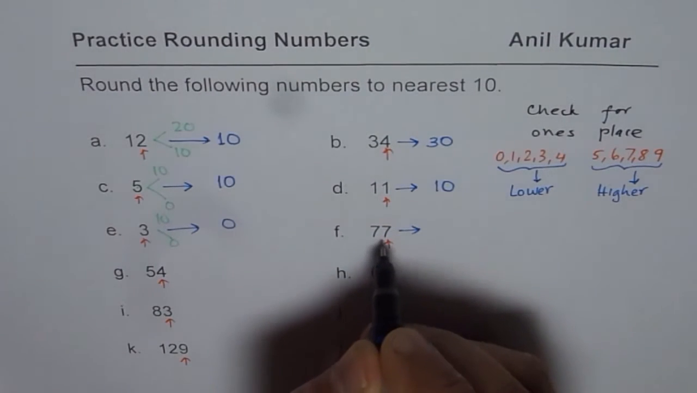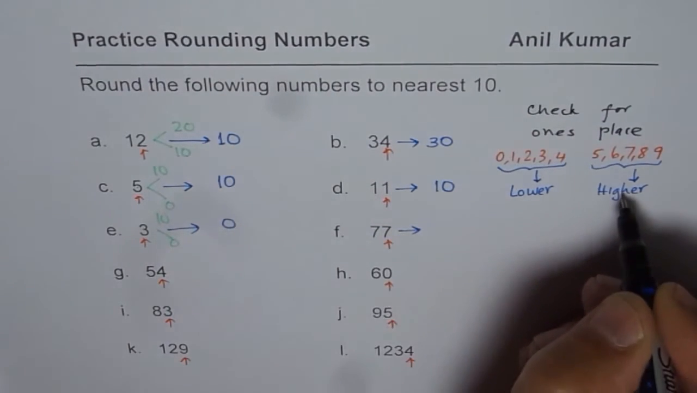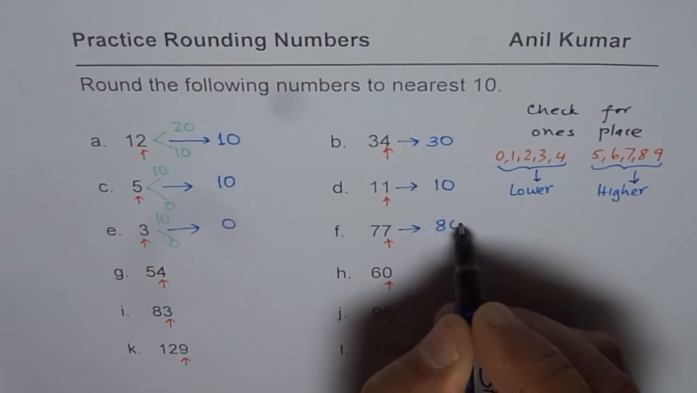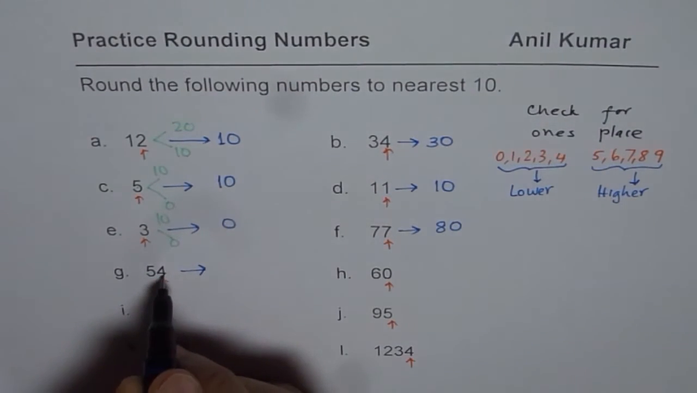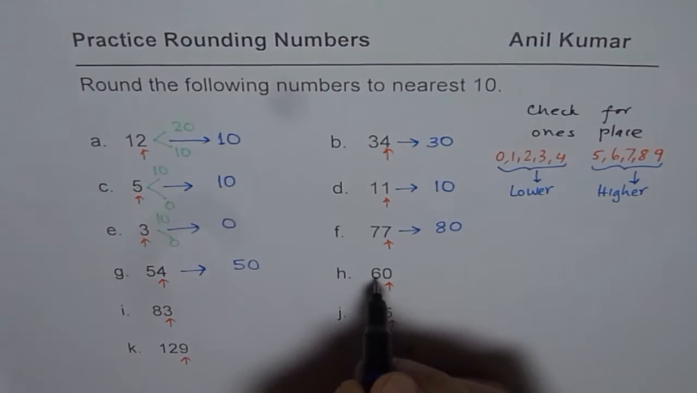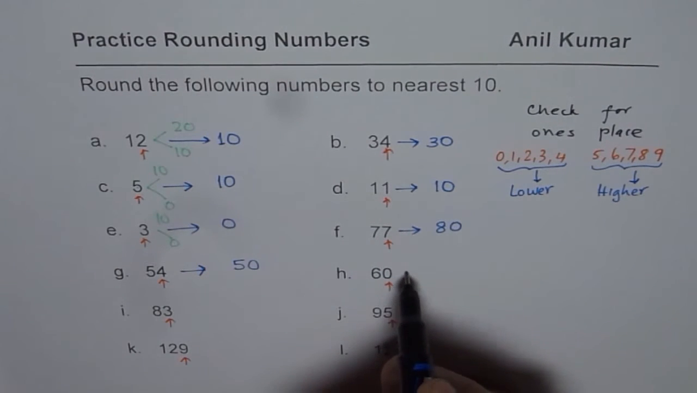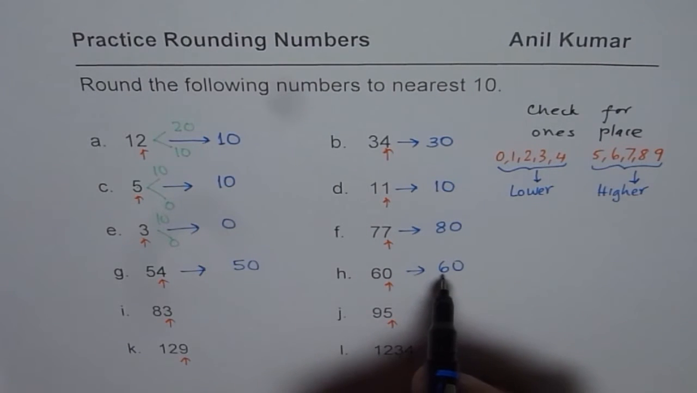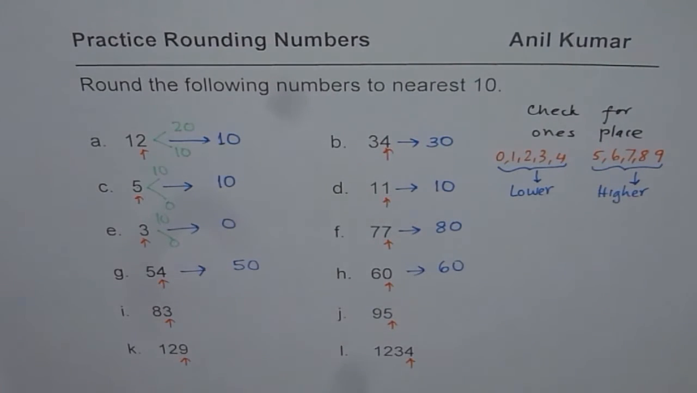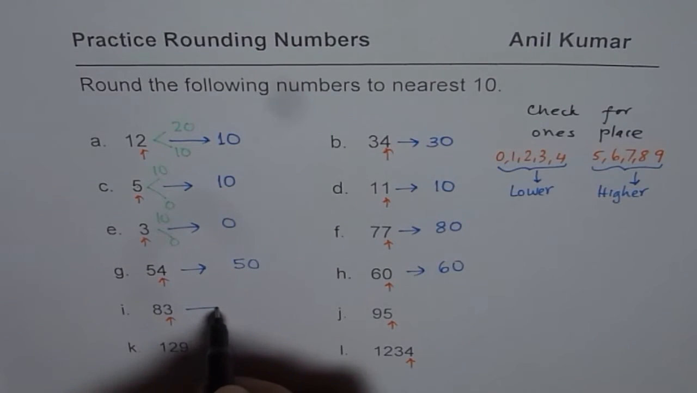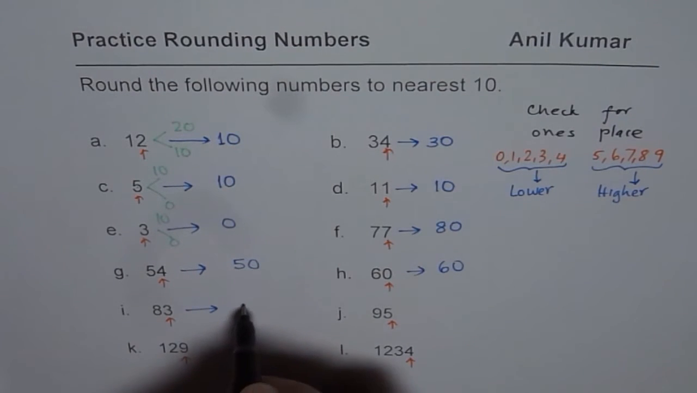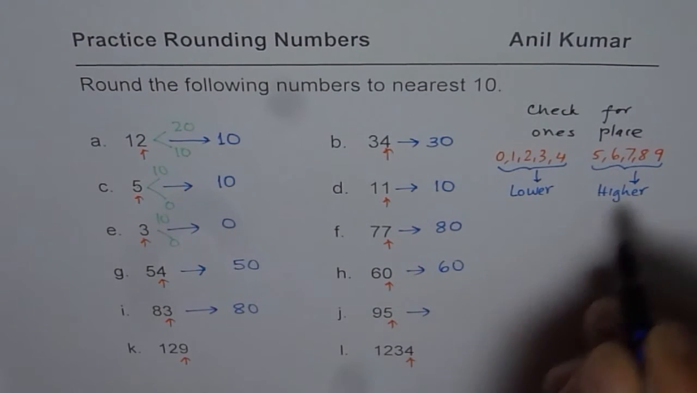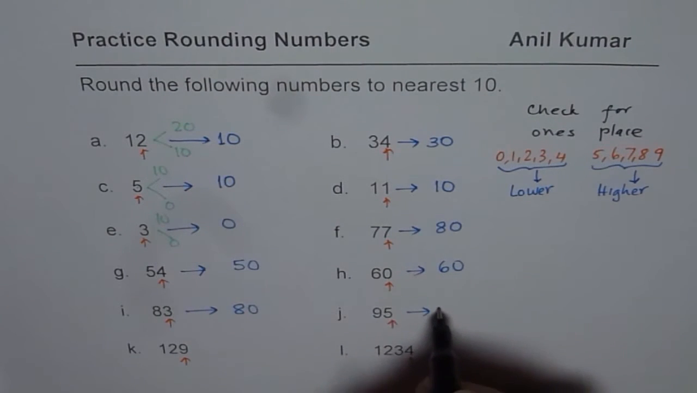Now 77. 7 is 5 or more, so it rounds higher. So we should get 80 here. 54: 4 is lower, so it rounds to the lower number, 50. 60: that is 0, the lowest one, so it stays 60 itself. In this particular case, you see there is no change, right? No change in this case. All of the other numbers will increase or decrease. 83: since 3 is lower than 5, it rounds to 80. 95: 5 or more, so it rounds higher, to 100.